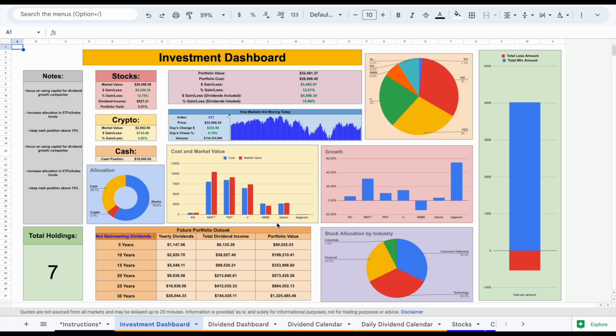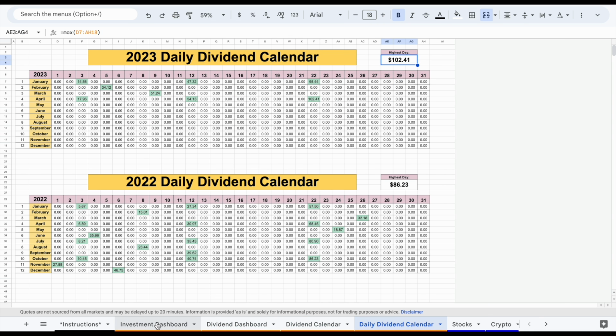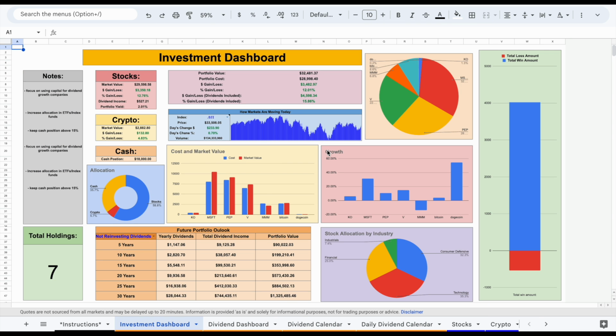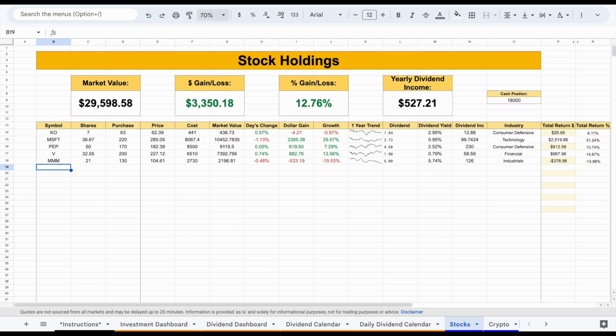So we're currently looking at my investment dashboard. We have our dividend dashboard, dividend calendar, and daily dividend calendar. But before I jump into how all of this works, I want to show you some of the new features. Let's go ahead and jump over to our stocks tab, and I'll zoom in just a little bit right here.